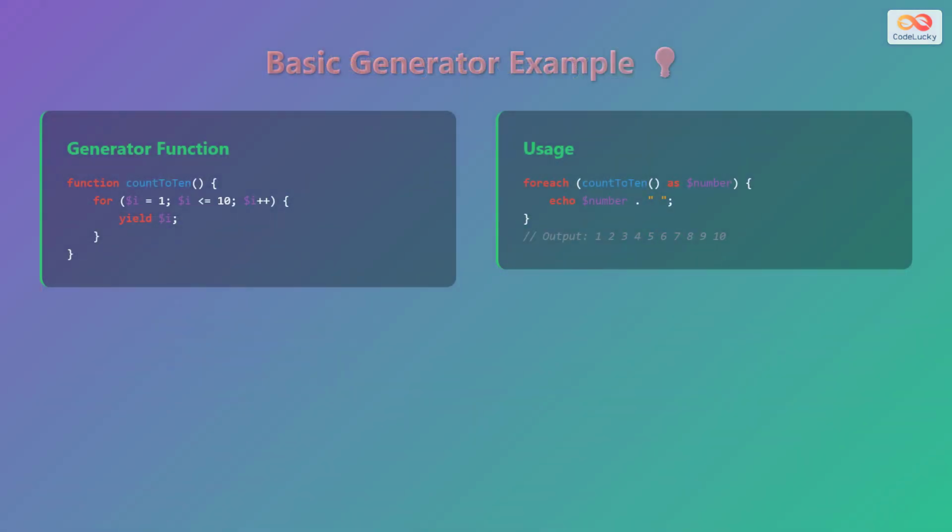Let's look at a basic generator example. Here we have a generator function called count to 10. This function uses a for loop to yield numbers from 1 to 10. To use this generator, we can iterate over it using a foreach loop, which will output the numbers 1 through 10, each separated by a space.